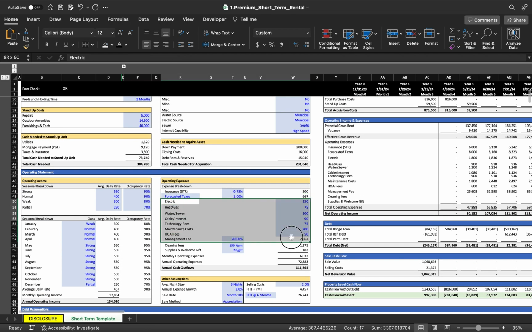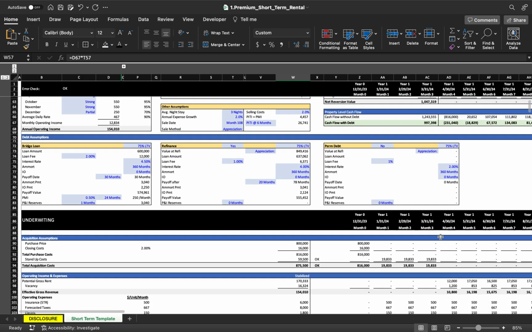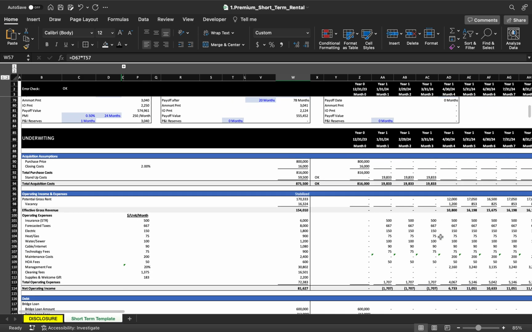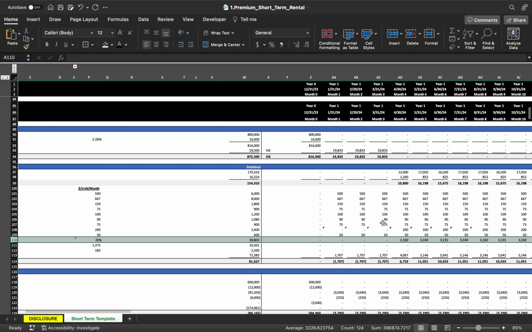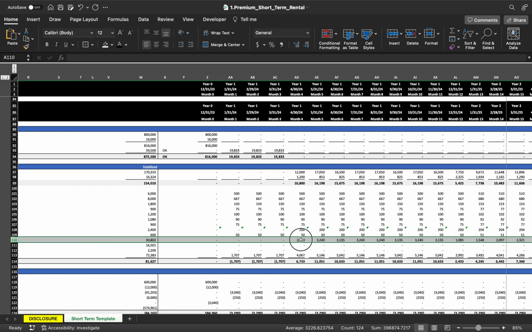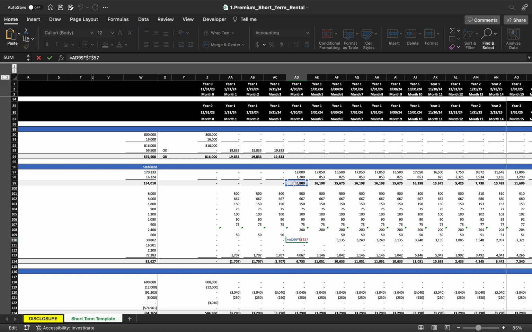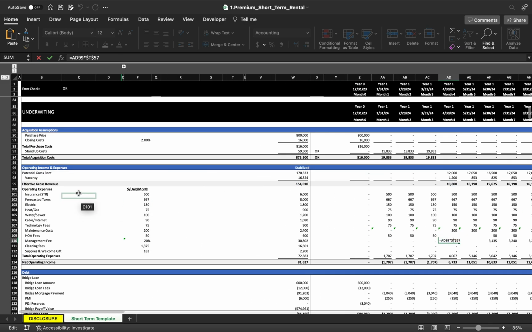And you load in your monthly expenses for your utilities, your HOA fees, maintenance costs. You have management fees, so presumably you'll have a management company operating your unit, and you can choose what percent of the management fee is calculated off of the effective gross revenue. So if you come down here, you'll see the management fee line item, 20% of that figure, which is the effective gross revenue.